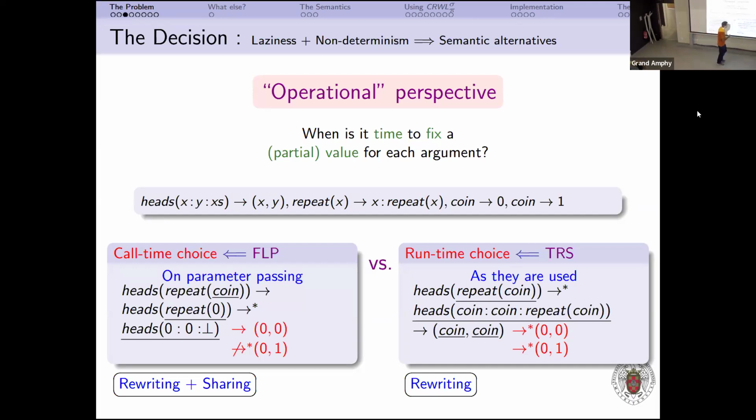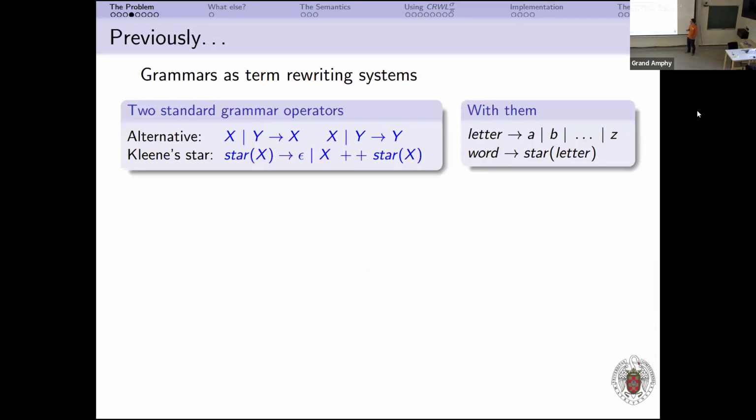On the other hand, with term rewriting systems, parameters are fixed when they are used. So for the same expression, we repeat coin, coin, repeat coin. This will go to bottom, and then we have coin, coin, and you evaluate each coin separately. So it can be 0, 0, 0, 1, 1, 0, 1, 1. And now we wonder how this works in practice.